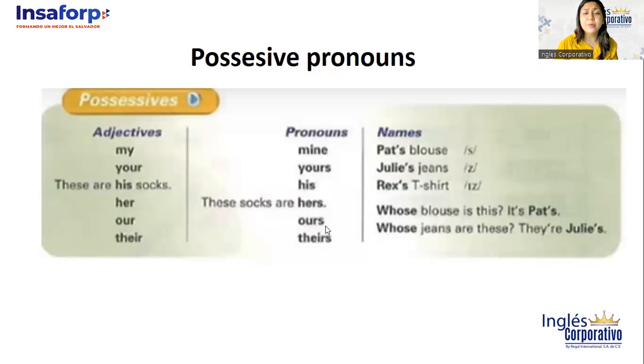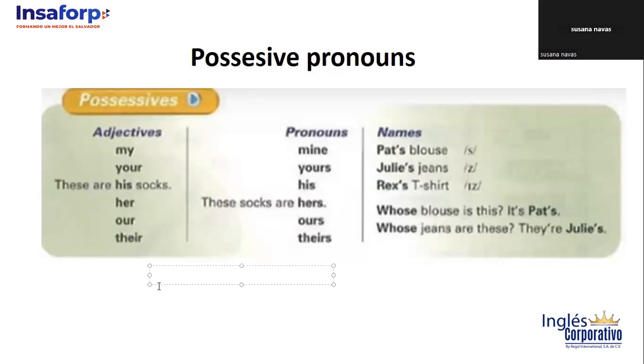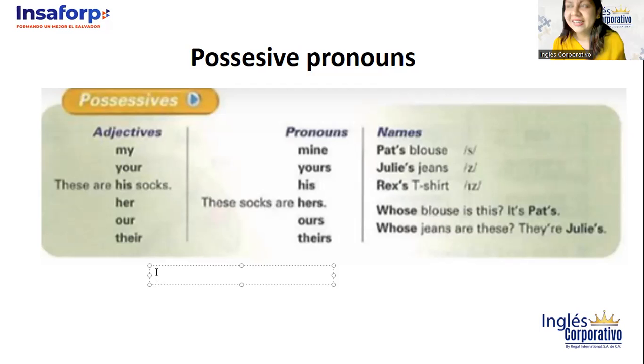Si se fija, el pronombre va al final. Este possessive pronoun va al final, después del verbo to be. Voy a escribir aquí unos ejemplos. Créanme que esto no es fácil para entender o para usarlos al principio, pero luego que le agarran, ya están cogidos a pista. Yo de verdad que los admiro, ahí que sí le van echando ganas y le entienden rápido.